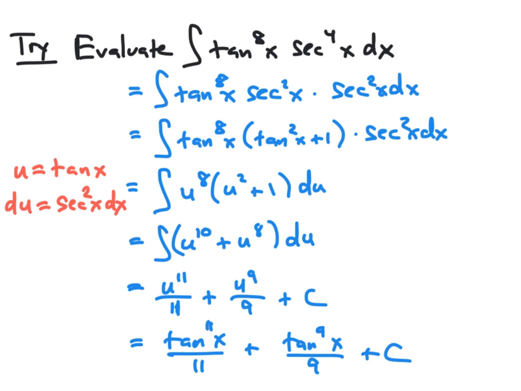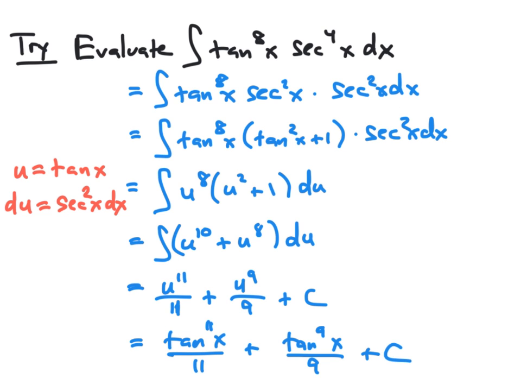For the second integral, we'll isolate a secant squared of x, leaving a remainder part of the integrand to be tangent to the 8th of x secant squared of x. We can then convert this all to tangents by replacing secant squared of x with tangent squared of x plus 1. We can make a u substitution with u equals tangent x and du equals secant squared of x dx to obtain the integral of u to the 8th times the quantity u squared plus 1 du.